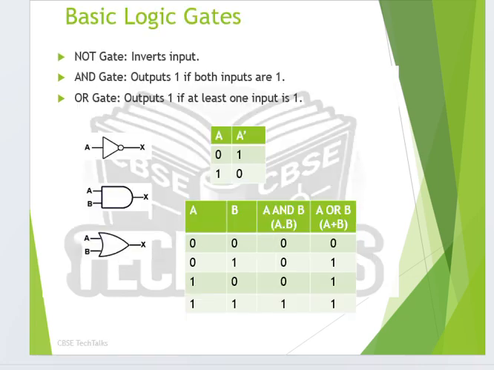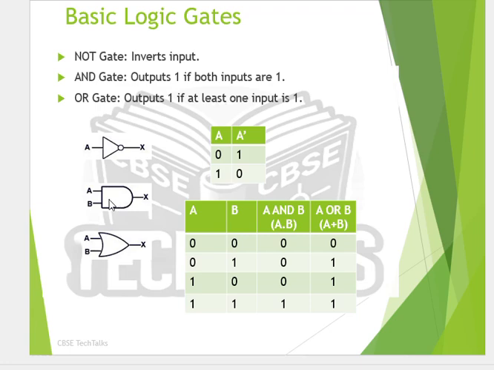Let's move to the gates. There are 3 basic gates: NOT, AND and OR. NOT is the inverse of the input. So when the input is 0, the output is 1. When the input is 1, the output is 0. I think this is very clear. This is the only gate which has 1 input. All the rest of the gates have a minimum of 2 inputs.